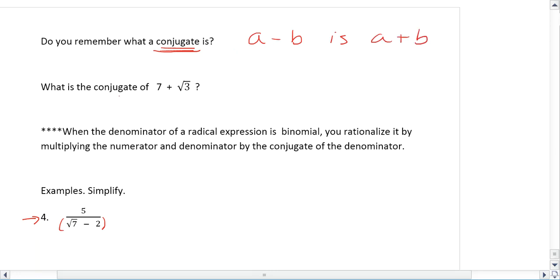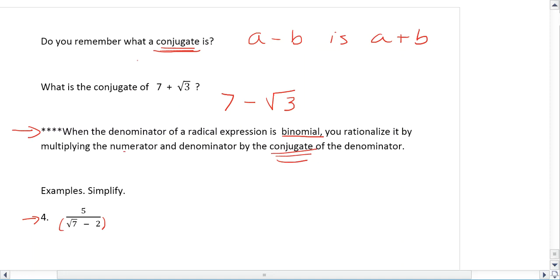So if I asked you what's the conjugate of 7 plus square root 3, you would say it's 7 minus square root 3. So note here, when the denominator of a radical expression is a binomial, you rationalize it by multiplying the numerator and denominator by the conjugate of the denominator.